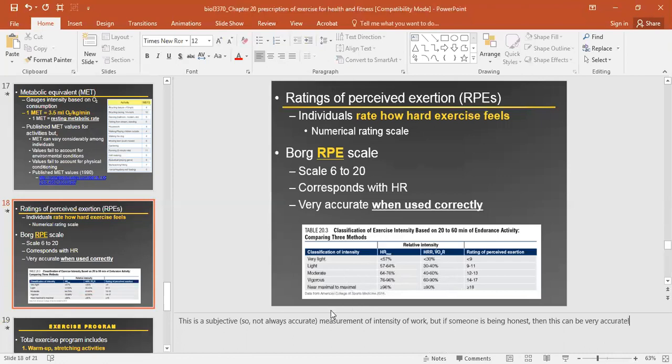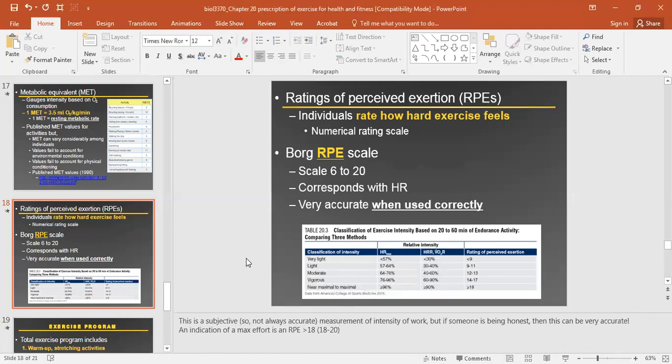An indication of a maximal effort is an RPE greater than or equal to 18. So think 18 to 20. When someone gets up to that high of an intensity, they're about to max out. They're about to be done and can't do anymore.